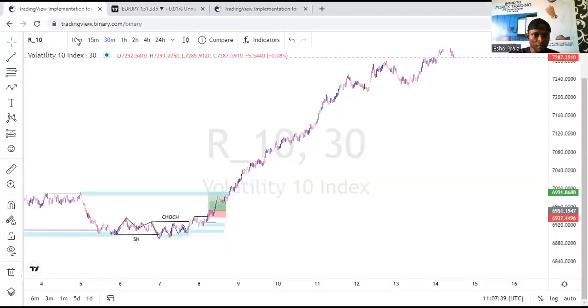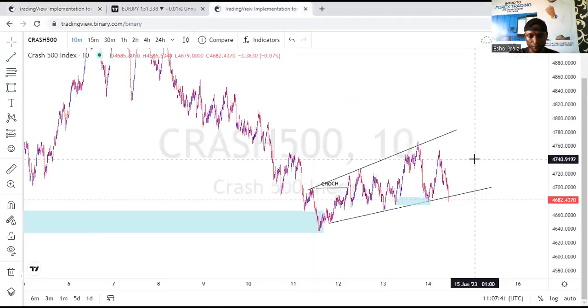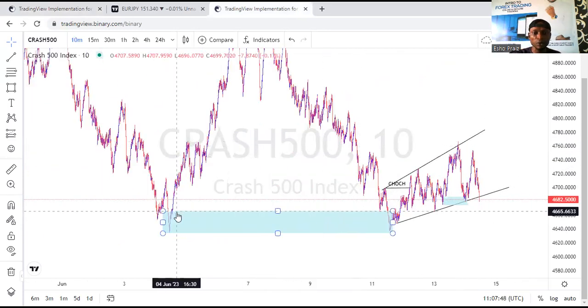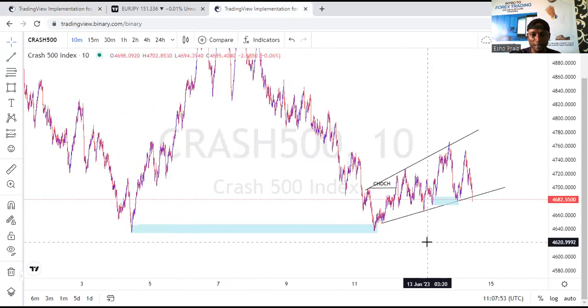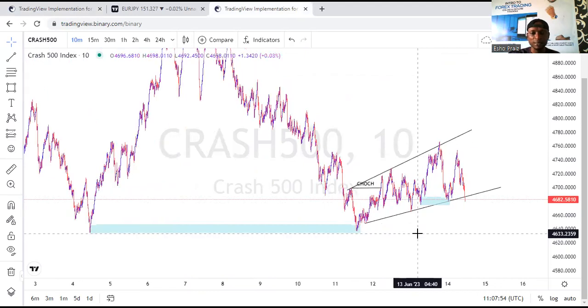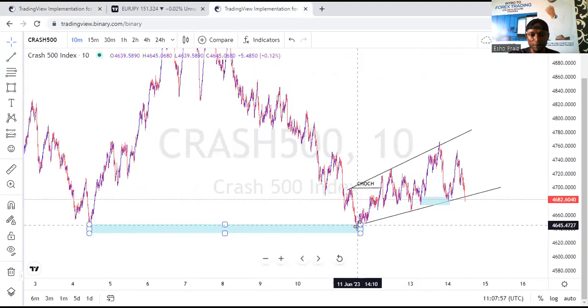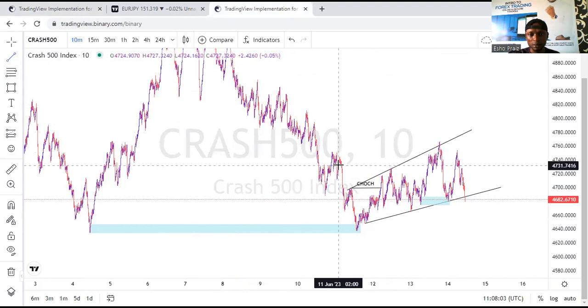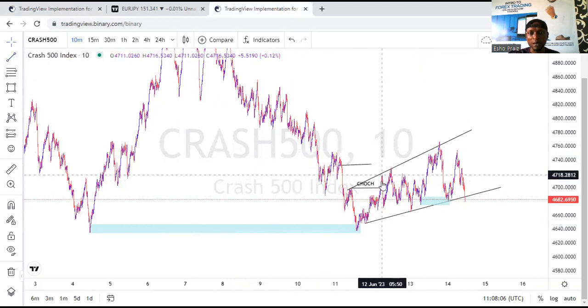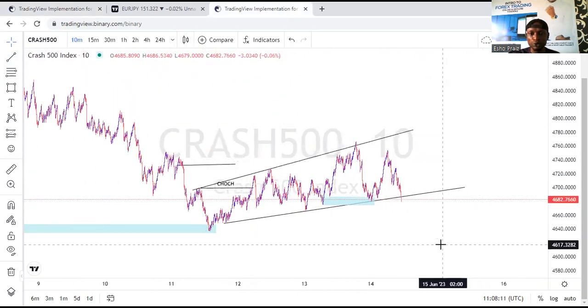Now let's consider Crash 500. I took Crash 500. So when the market gets to our order block, this is the order block here, I've been trading this market since yesterday. When the market gets to this place, I bought it. My TP was around this place. So when I see the market start pushing to the downside, I had to close the trade.